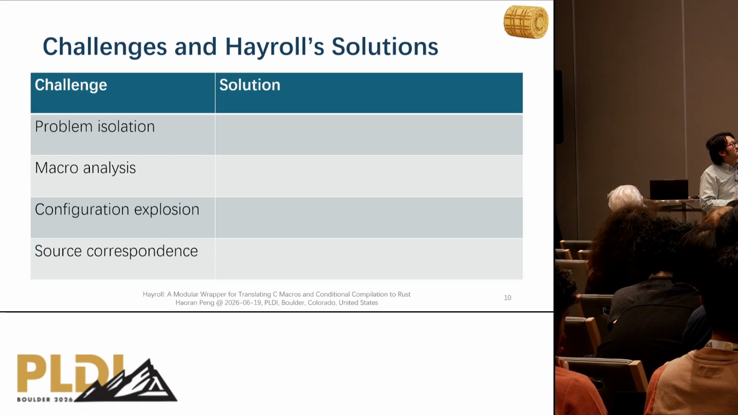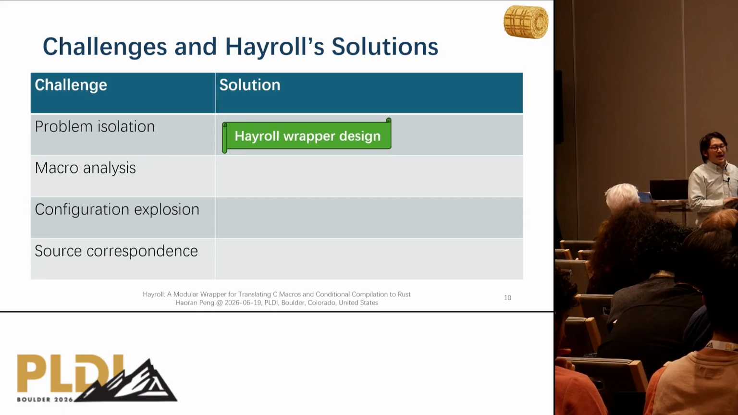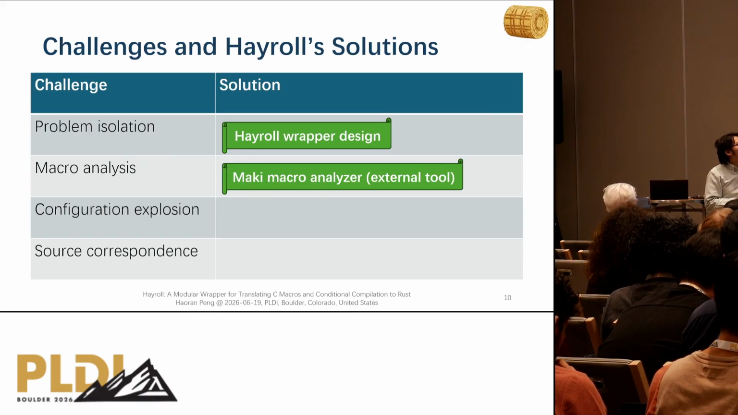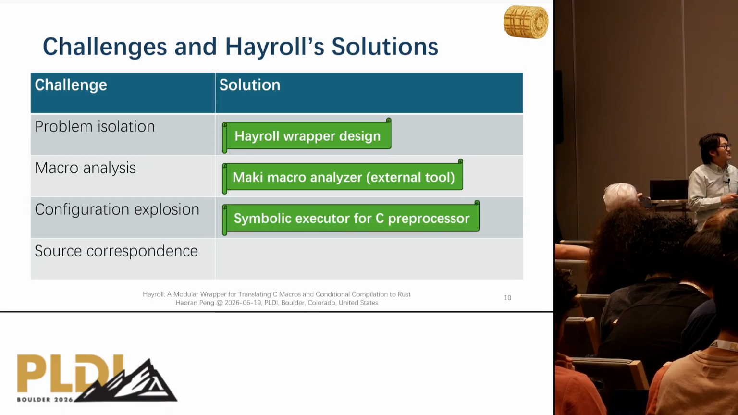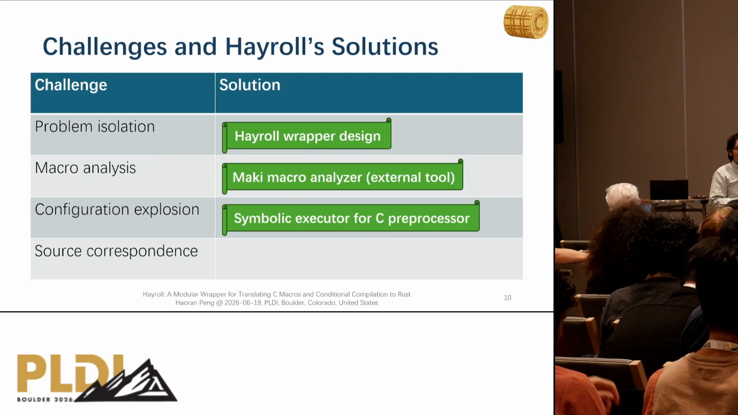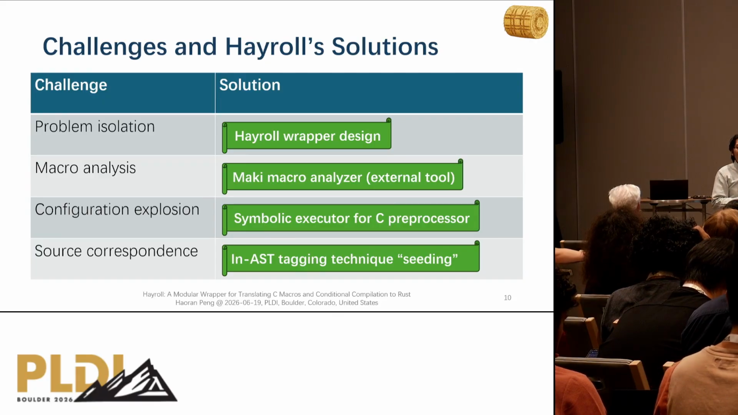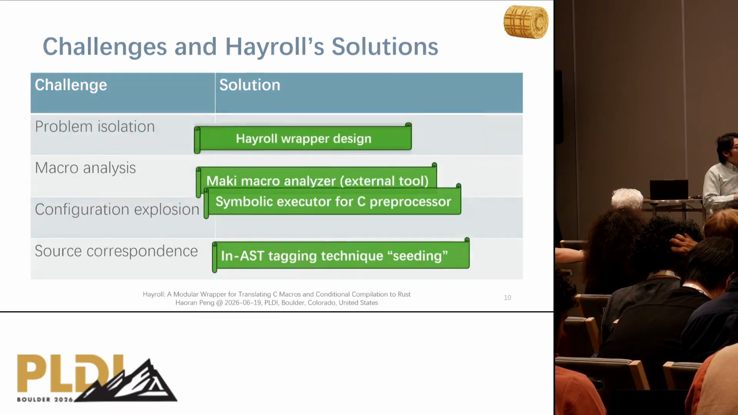Summarization of our challenges and our solutions. To isolate this problem, we built Hayroll as a wrapper. To do macro analysis, we made use of Mackie, an existing macro analyzer tool. To handle the configuration explosion problem, we wrote a symbolic executor, not for C, but just for the C preprocessor. And for the source correspondence problem, we developed an in-AST tagging technique, which we call seeding. These solutions either become a component in our pipeline or become a pipeline design itself.